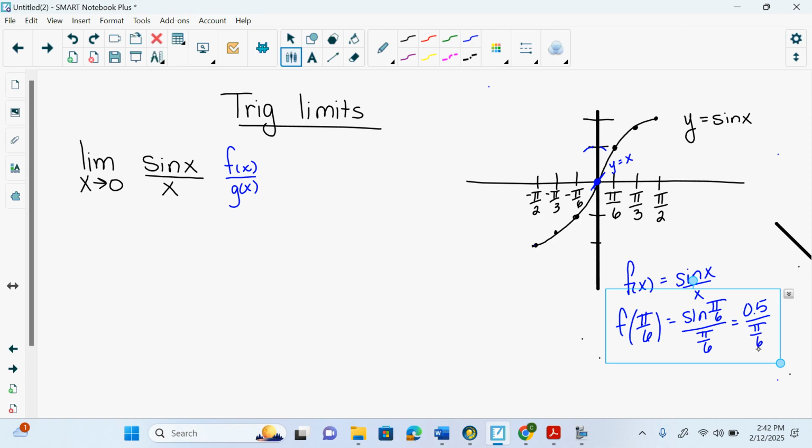Type that into your calculator: 0.5 divided by pi over 6. What are you getting? 0.95. So it's coming up here, right? It's about here. Well, if we want closer, instead of using pi over 6, what could we use?